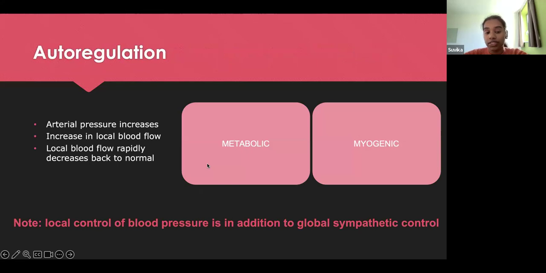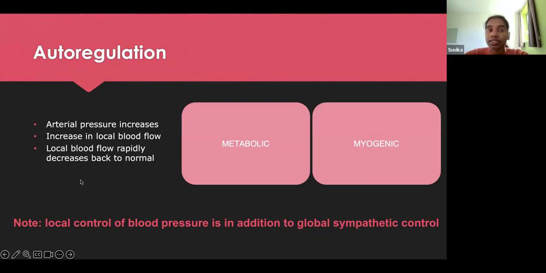You've also got autoregulation. So this is kind of the local control of blood flow, where when your arterial pressure of your blood is increasing, you'll get more flow to the tissues itself locally, even though your systemic control will be kind of baseline. And if your local blood flow is increased, then it will also rapidly decrease back to normal, so that when you exit the circulation locally, it should be back to its normal flow.